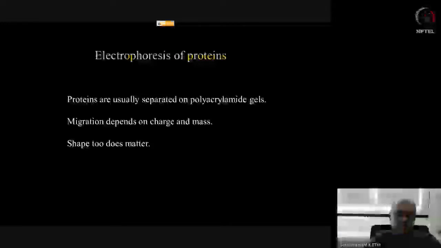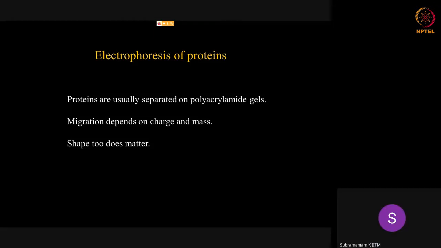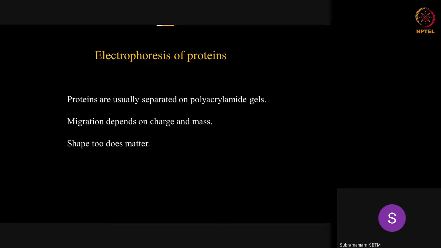So polyacrylamide is a gel, so it is made up of a monomer called acrylamide and bisacrylamide, and these two form a network-like matrix polymer. Bisacrylamide acts as the cross-linking molecule that cross-links long polymers of acrylamide. So that is the polyacrylamide gel.